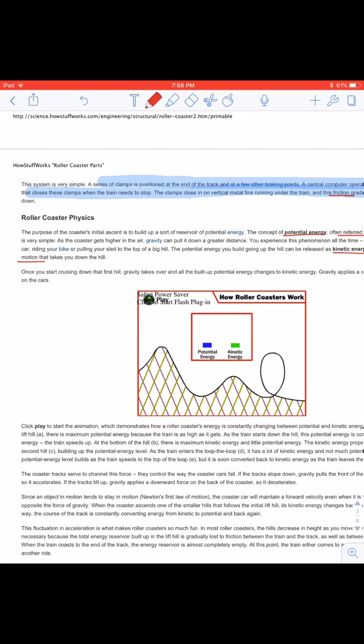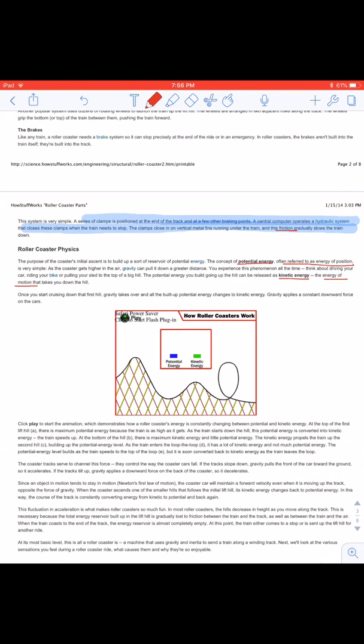All right, let's continue. Once you start cruising down that first hill, gravity takes over and all the built-up potential energy changes to kinetic energy. Gravity applies a constant downward force on the cars. Looks like we have a couple different things going on in this one. So first off, I'm changing it to blue because it's talking about those forces and related effects. And I'm going to mark up gravity. It's that constant downward force.